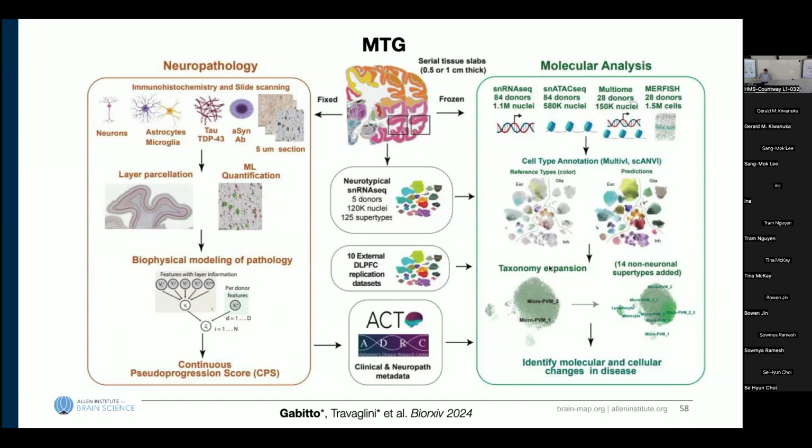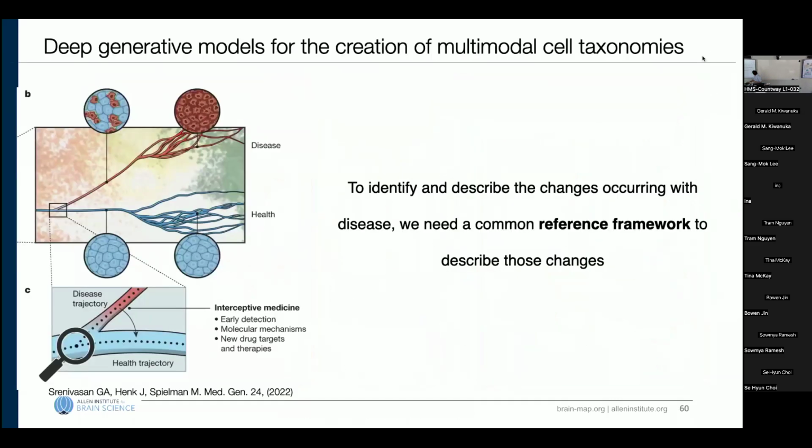So we decided, we have all this multimodal data, we don't know what to do with it, how to turn that data into knowledge into Alzheimer's. Let's focus on one brain region to really start developing the model. And I'm going to, I cannot pass this slide. Yeah, okay.